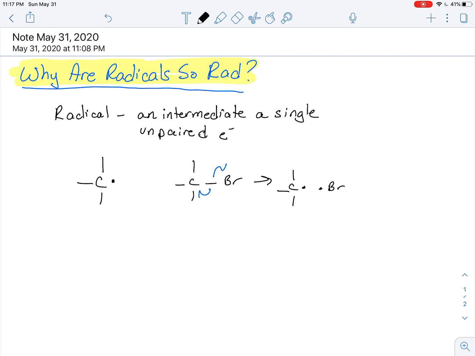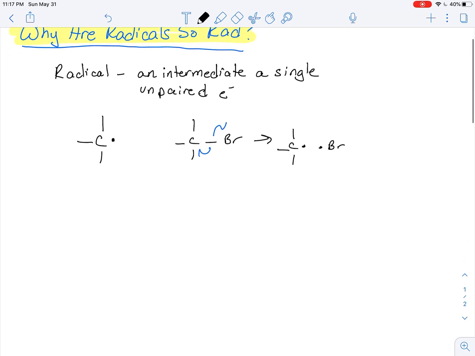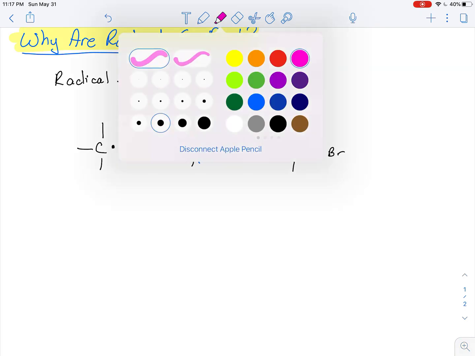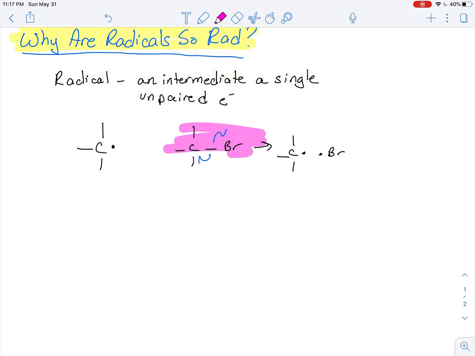So now let's get down to the interesting things. Well, why are radicals so rad? Why are they so cool? So the other thing is, well, before we go into that, let's ask ourselves another question, because this type of chemistry that I've just demonstrated here doesn't happen spontaneously, right? It just doesn't happen on its own. It has to be stimulated in one fashion or another.